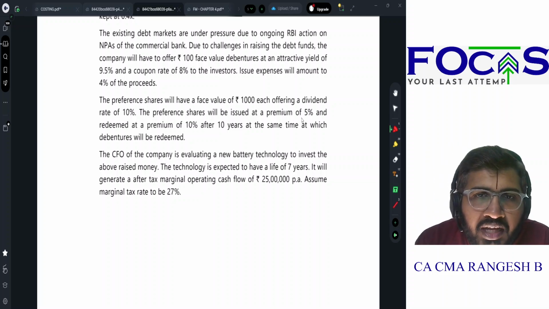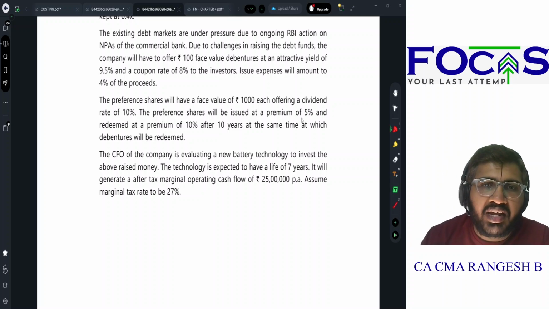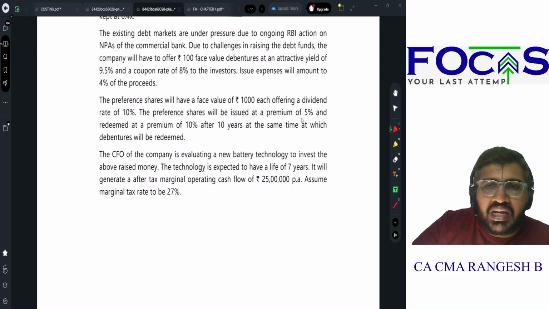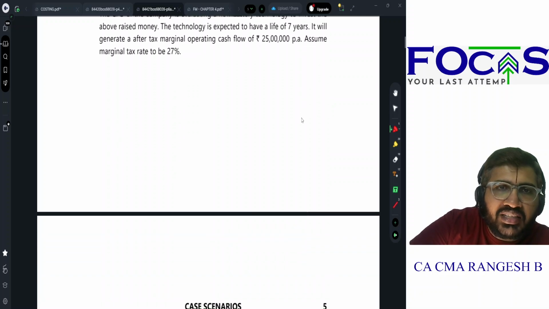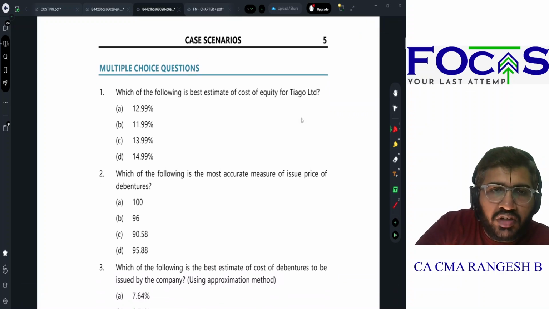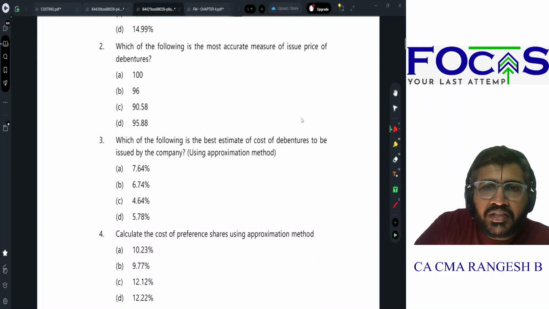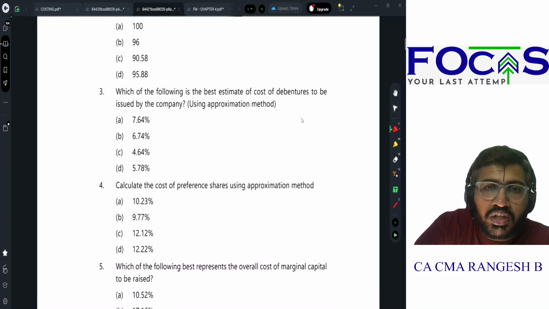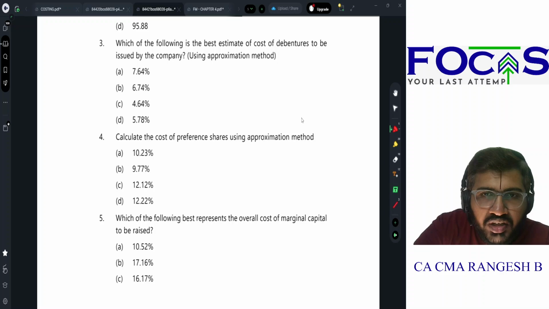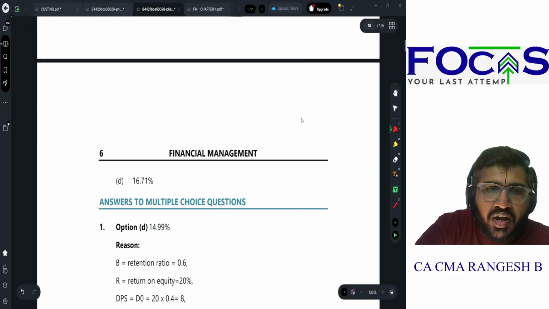The CFO of the company is evaluating a new battery technology to invest the above raised money. The technology is expected to have a life of 7 years and will generate an after-tax marginal operating cash flow of 25 lakhs. Marginal is incremental cash flow. Assuming marginal tax rate to be 27%, answer the following. Which of the following is the best estimate of cost of equity? What is the issue price of debentures? What is the best cost of debentures to be issued by the company using approximation method, cost of preference shares using approximation method, which of the following best represents the overall marginal cost of capital to be raised?